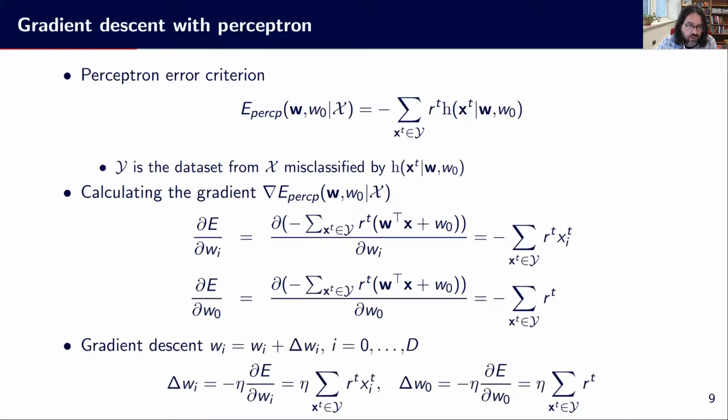And as such, implementing this into gradient descent, the modification to make at each step, delta w_i, corresponds directly to eta times the summation over our misclassified samples of r^t x_i^t for w_i, and for w_0, it's basically eta times the summation of r^t over misclassified samples. So this is relatively straightforward to implement, and that rule was implementable even with analog electronics in the 50s. So that's kind of simple.